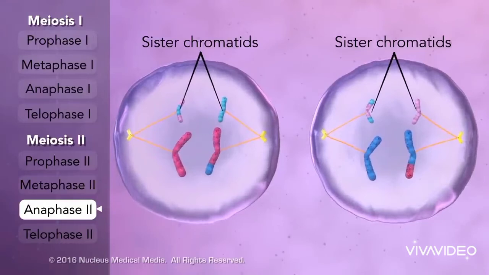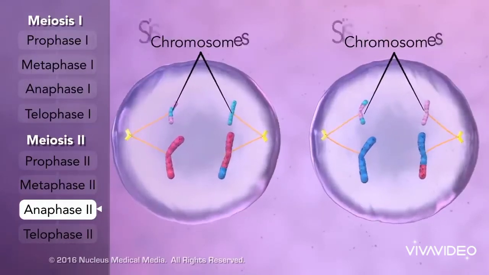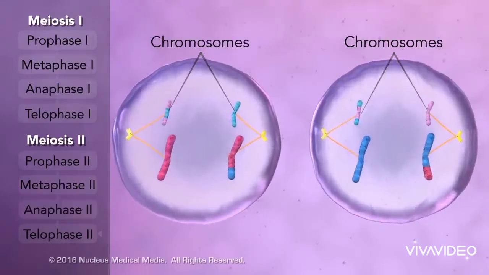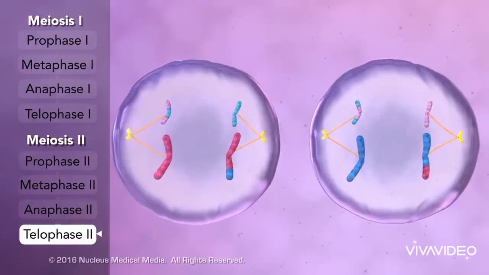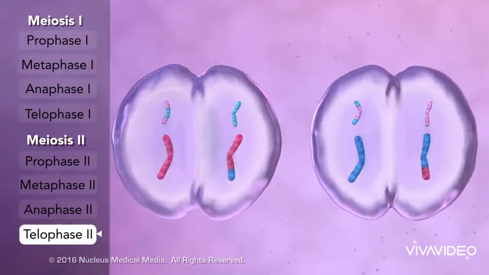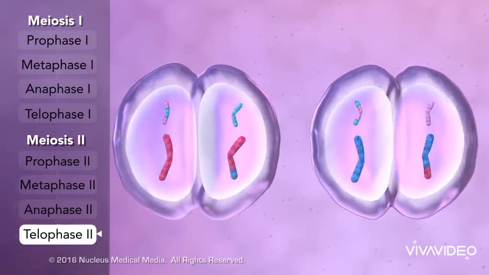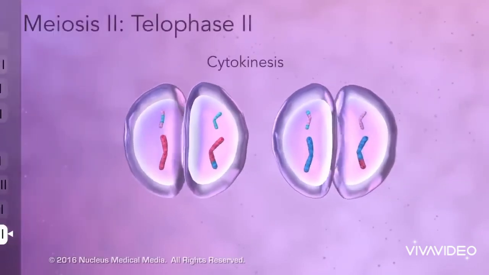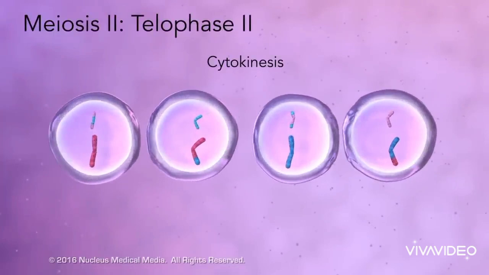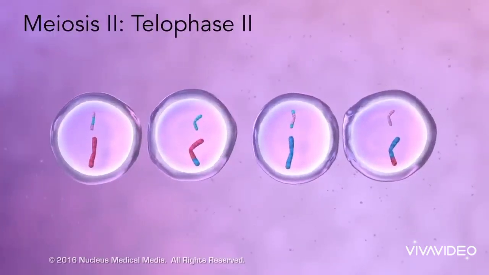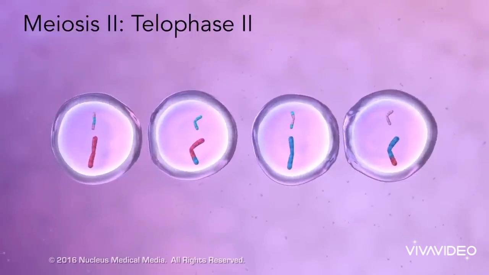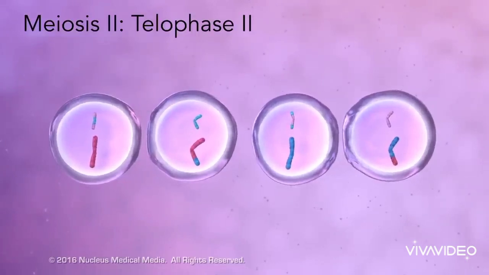Once the sister chromatids separate, they are called chromosomes. Finally, during telophase II, the spindle fibers disappear, a nuclear membrane reforms, and cytokinesis occurs in both cells. Meiosis II ends with four genetically different haploid daughter cells, each containing only one set of chromosomes.